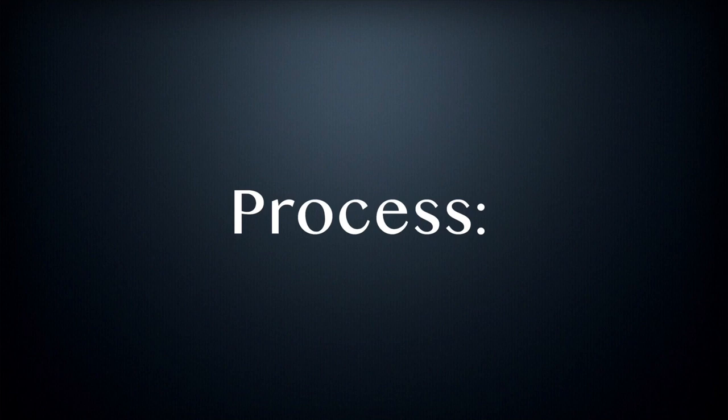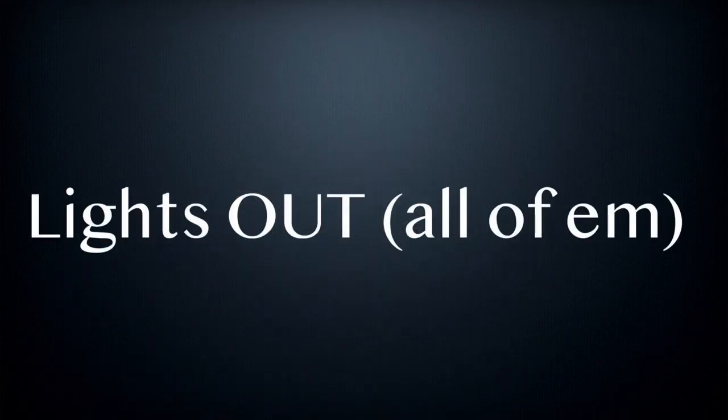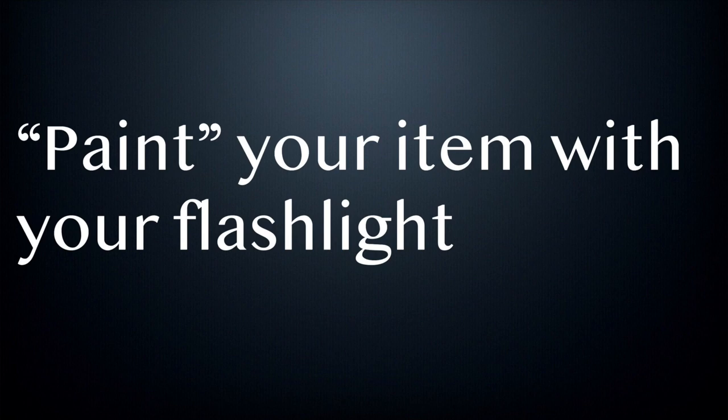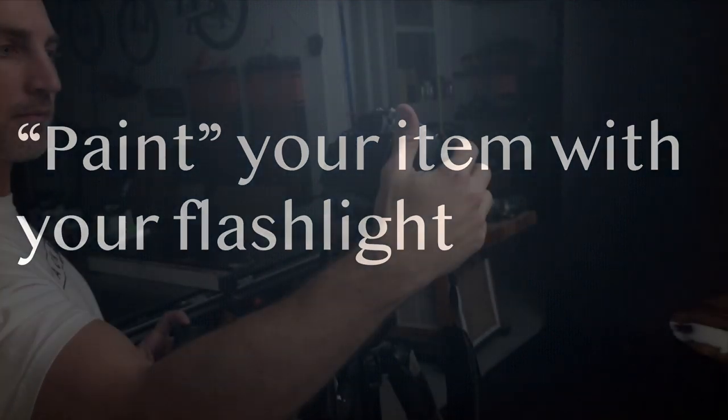I'm going to give some demonstrations of this process here in a little bit, but the first thing is lights out. I want it pitch black in there. Everything lights out. Engage your shutter, just like it sounds. Just click your shutter. And then you're going to paint your item with a flashlight, which is why it's called light painting. And that is it.